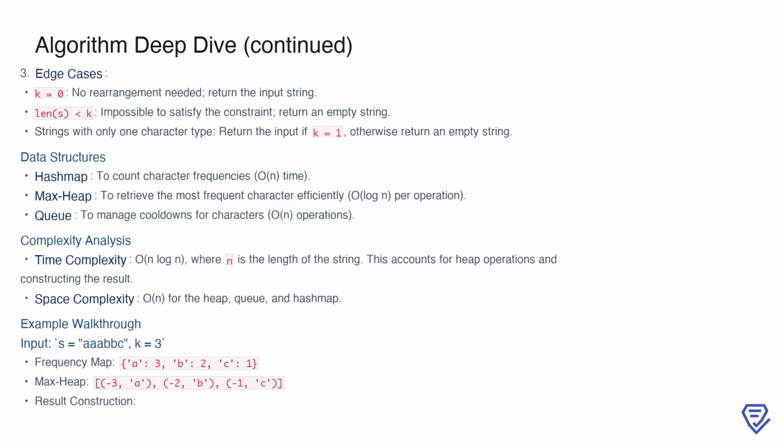Regarding the data structures used, we rely on a hash map to count character frequencies, which takes O(n) time. The max heap helps us efficiently retrieve the most frequent character, with each operation taking O(log n). Finally, the queue manages cooldowns, requiring O(n) operations. Altogether, the time complexity of the algorithm is O(n log n), accounting for heap operations and result construction, while the space complexity is O(n) due to the hash map, heap, and queue. This makes the solution both time and space efficient.